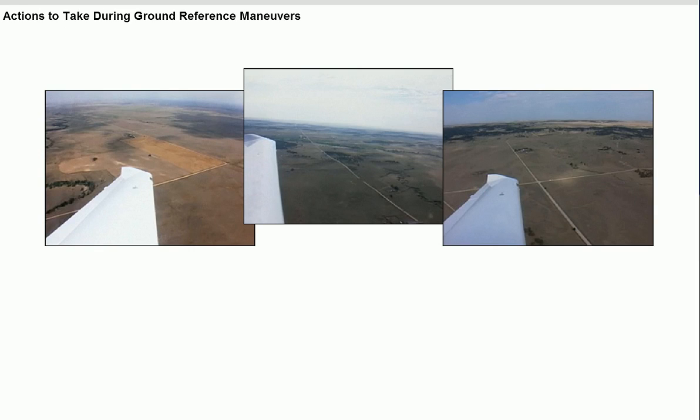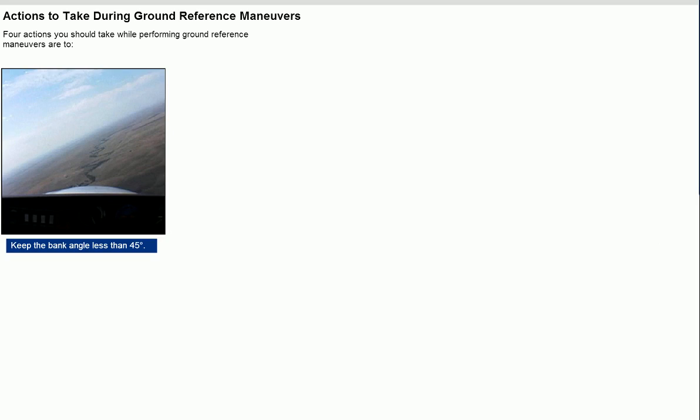Although each ground reference maneuver track is unique, these maneuvers do have common elements. 4 actions you should always take while performing ground reference maneuvers are to keep the bank angle less than 45 degrees as you vary the amount of bank in turns to compensate for the wind.